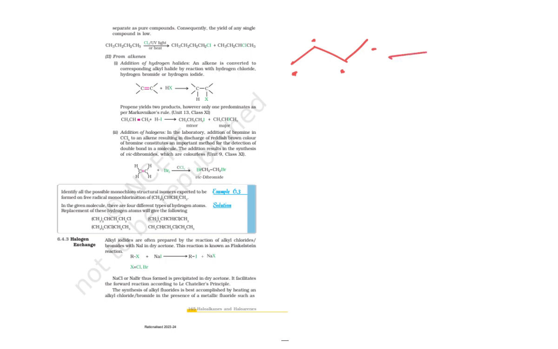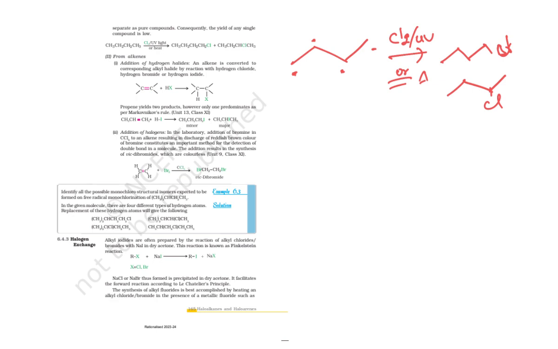Now what I am doing is using Cl2 in the presence of sunlight, or we can use heat also. So in this case there are 2 products possible: one is 1-chlorobutane, and here 2-chlorobutane. Okay, this is all about the second reaction.